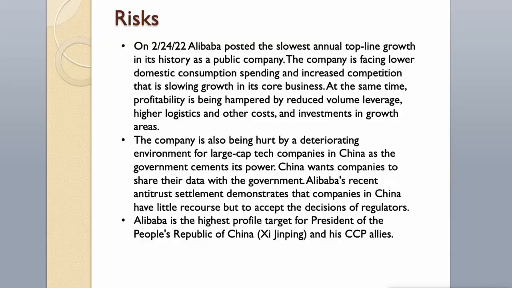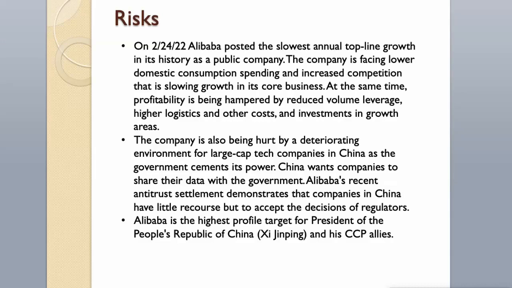Risks. On February 24, 2022, Alibaba posted the slowest annual top-line growth in its history as a public company. The company is facing lower domestic consumption spending and increased competition that is slowing growth in its core business. At the same time, profitability is being hampered by reduced volume leverage, higher logistics and other costs, and investments in growth areas.